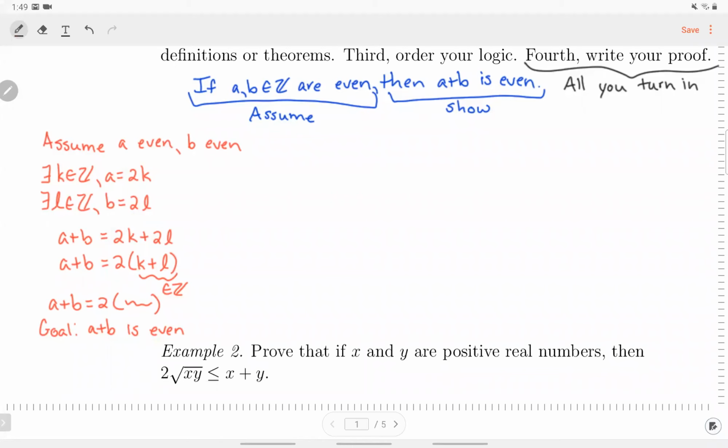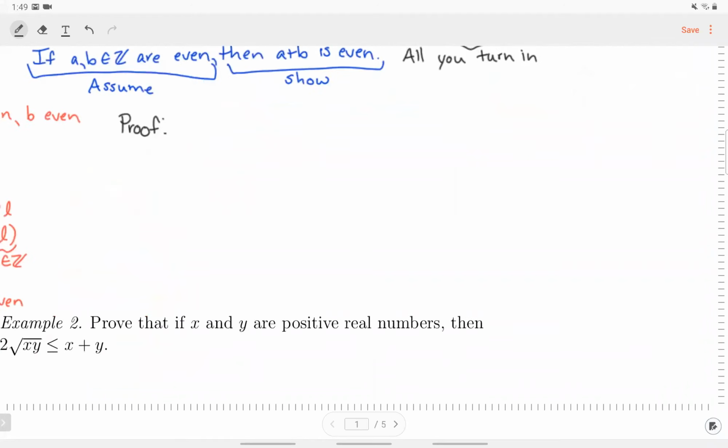All right, so let's write up what you would turn in. So after you've got your scratch work, you go to a clean sheet of paper and you write up your answer. So it'd be proof. You always start a proof with what you're assuming, and you always use complete sentences. So I am starting by saying assume A and B in the integers are both even. And there are lots of different ways to say that statement, but somehow you need to start by saying you have 2 integers and they are both even. Okay.